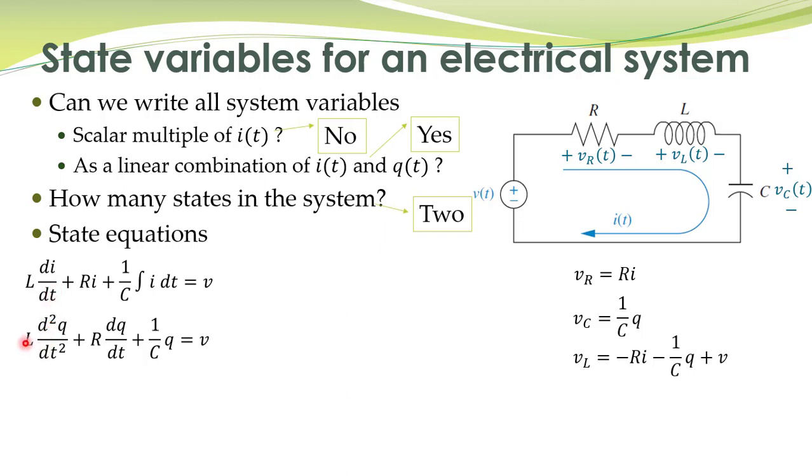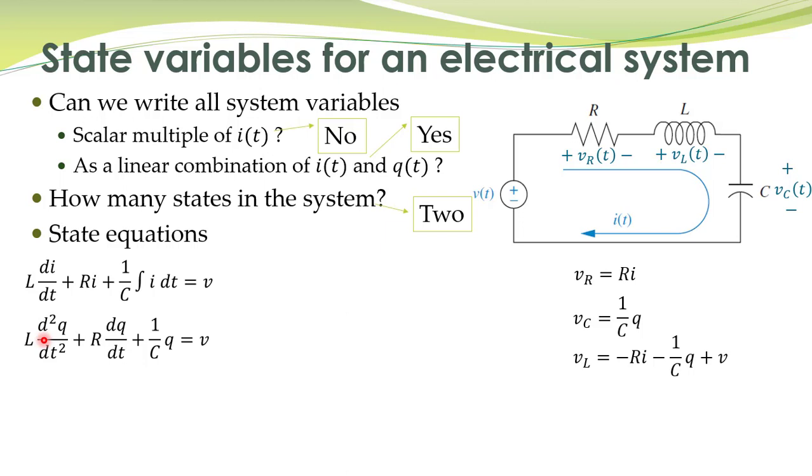So here we have L d square q by dt square, and this I is replaced with dq by dt, and this derivative is cancelled out with this integral, and we have 1 over C q equal to v. So again, although we have gotten rid of this integral term, we still have a second order differential equation. This is not a first order differential equation, and state equations are first order differential equations.